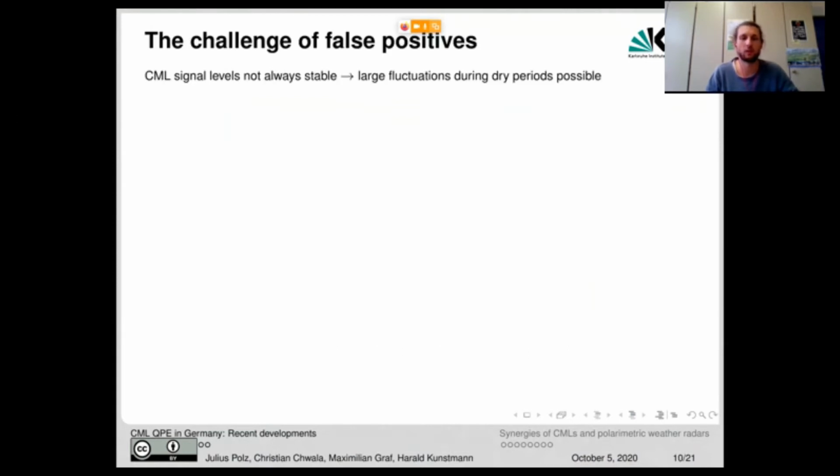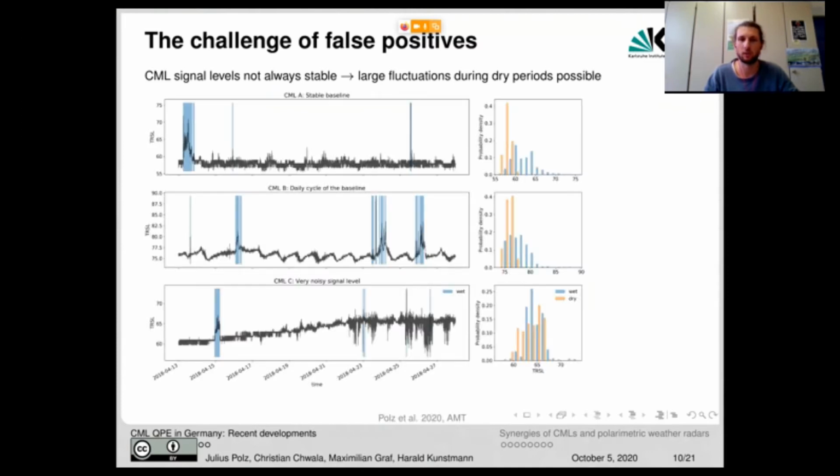So CML signals are not always stable, and we can have some large fluctuations even during dry periods. I'm illustrating this with these 3 time series, where you see the signal distribution on the right side and the time series on the left side, and it's 2 weeks of data. The upper time series shows a quite nice signal. In blue, we have the wet condition, which is according to the radar reference.